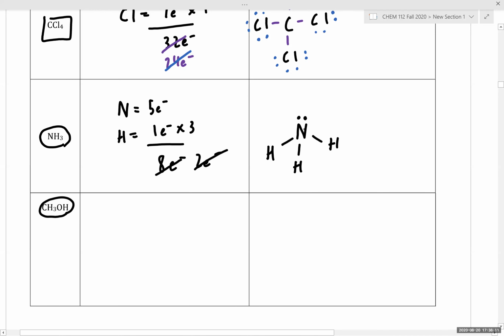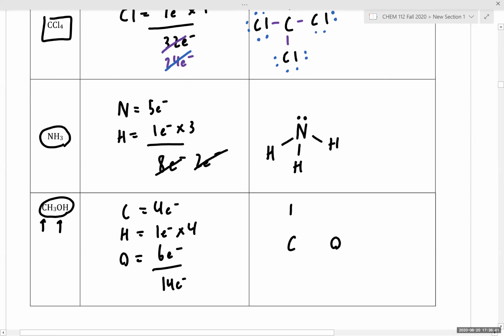For methanol, carbon contributes 4 electrons, hydrogen contributes 1 electron, and we have 4 hydrogens, and oxygen contributes 6 electrons. That in turn means we have 14 electrons total. In terms of our central atoms, our least electronegative non-hydrogen atoms are carbon and oxygen. In general, carbon prefers to form bonds rather than have lone pairs. So we're going to place our hydrogens associated with carbon and our last hydrogen associated with oxygen.